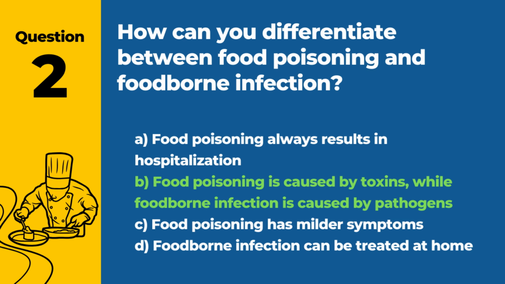Answer: B. Food poisoning is caused by toxins, while foodborne infection is caused by pathogens. Food poisoning is usually caused by consuming food containing toxins produced by bacteria, whereas foodborne infection is caused by ingestion of food containing live bacteria or other pathogens.